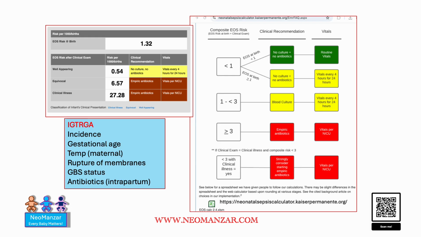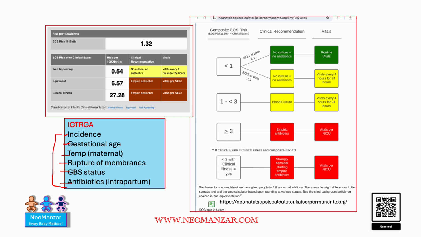So like we were saying, basically IgT, RGA, you can remember either way. So this is incidence, gestational age, temperature, rupture of membrane, GBS status, and intrapartum antibiotics. So you need these six components to calculate the score. So now let's walk through.